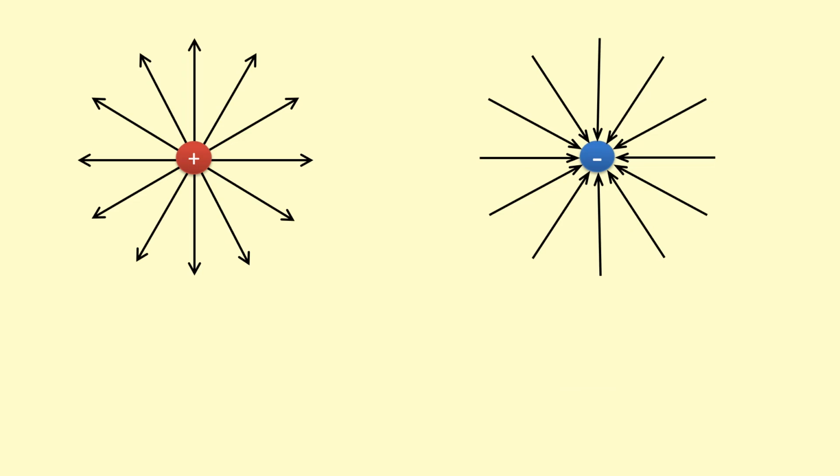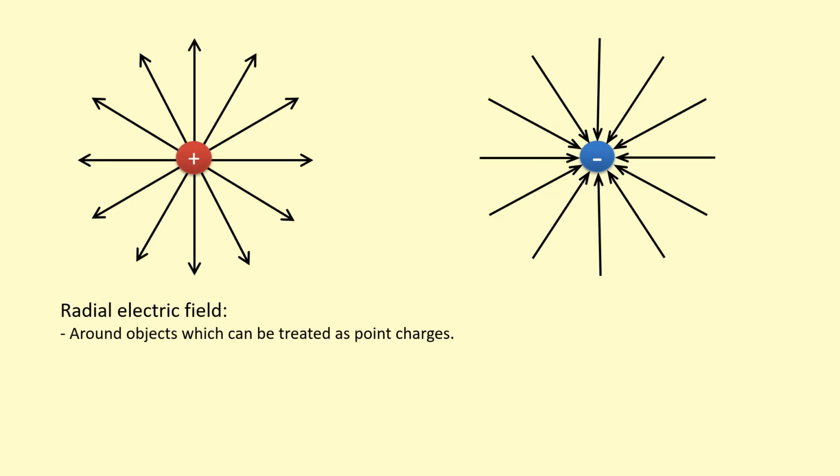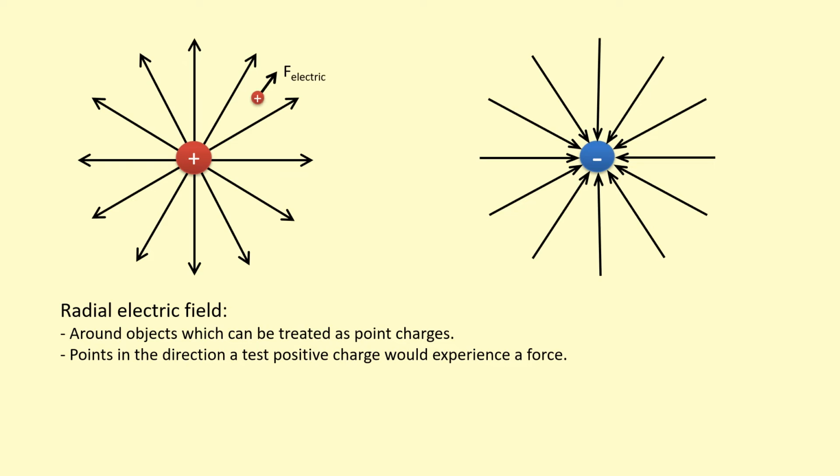These particles here have an electric field pattern around them. This is what we call a radial electric field pattern. This is the pattern that you get around point charges or particles. But we can also use them for other objects which we can treat as point charges. And the direction of the field here points in the direction a positive charge would experience a force. So for example, if I put a positive charge here, it would be pushed away from the other positive charge. So it's going to accelerate in the direction of the field lines there. If I put it over here, then it will be attracted towards the negative charge. So again, it's going to accelerate or experience a force in the direction of the field lines.